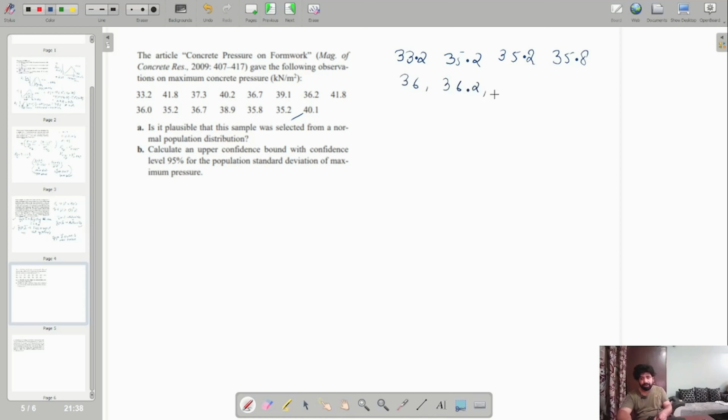36.2. Then I will write 36.7 and 36.7 again. Then there would be 37.3, 38.9, 39.1, 40.1, and then it will be 40.2, 41.8, and 41.8. All right.